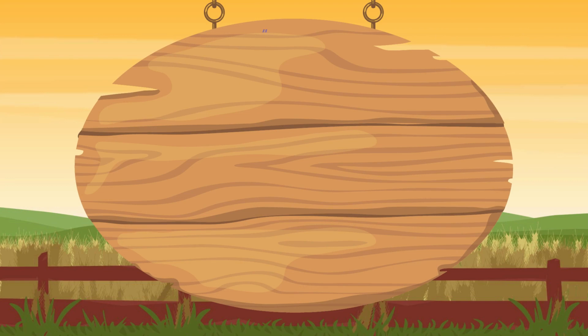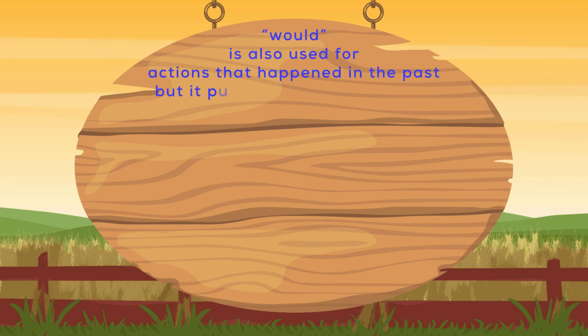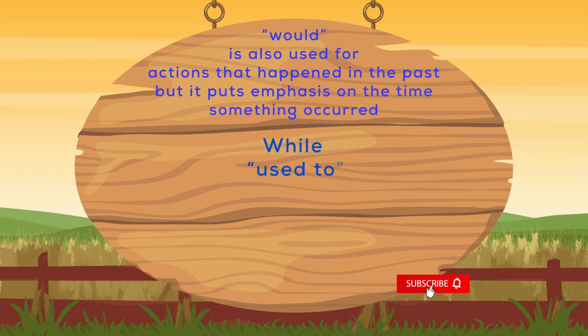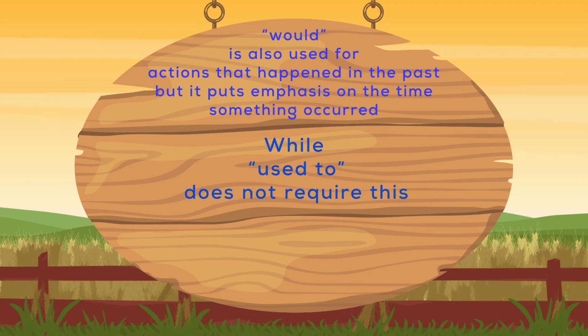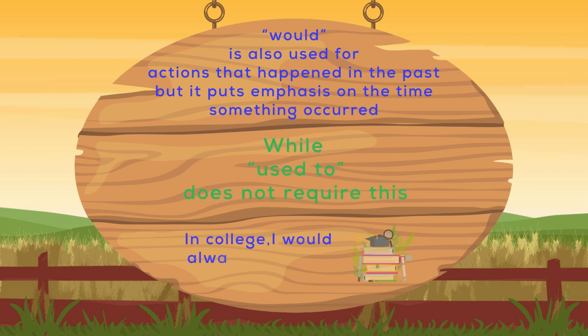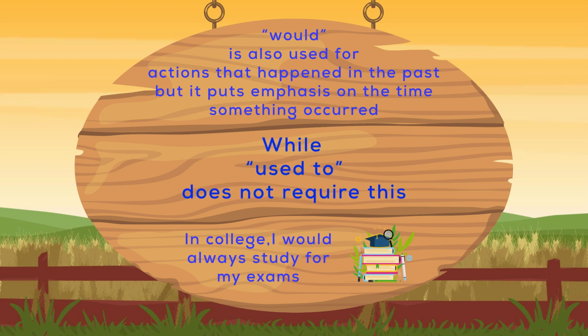As you can see, would is also used for action that happens in the past, but it puts emphasis on the time something occurred, while used to does not require this. In college, I would always study for my exams. Okay, so if the past time frame is established, would sounds fine.